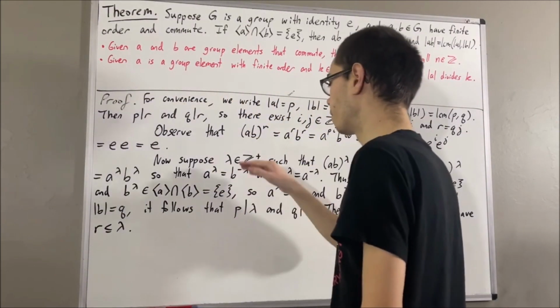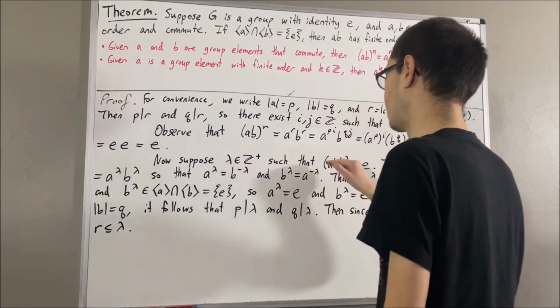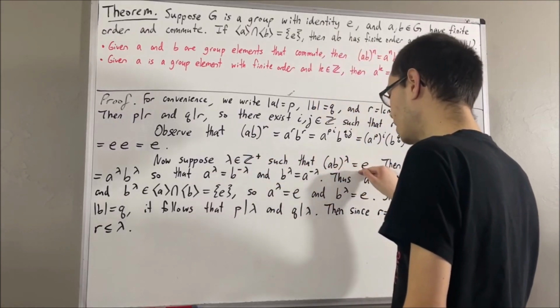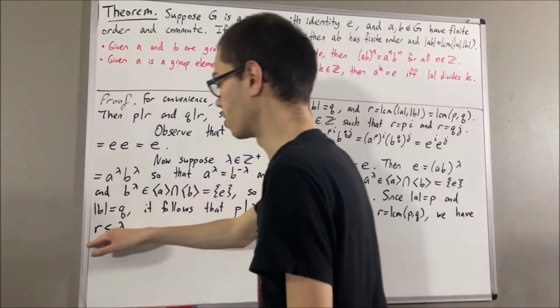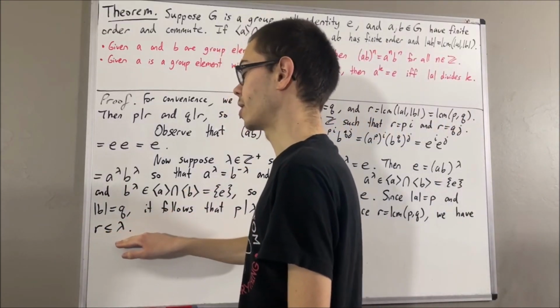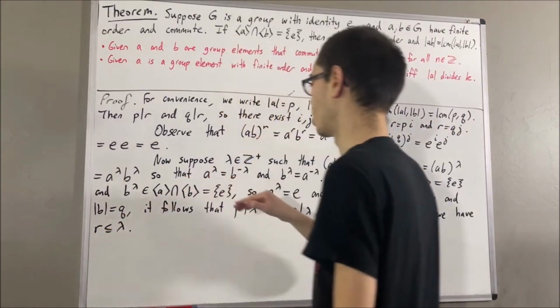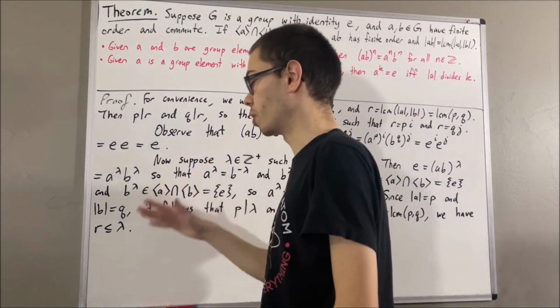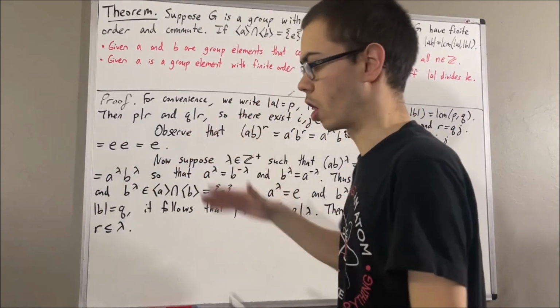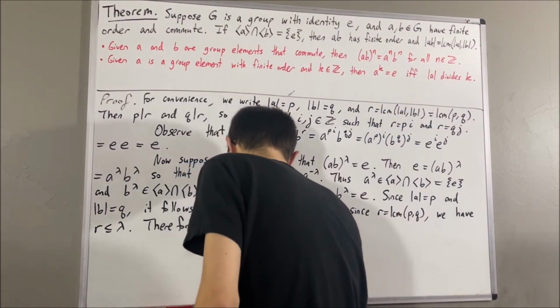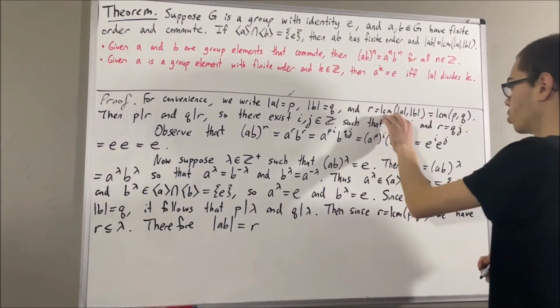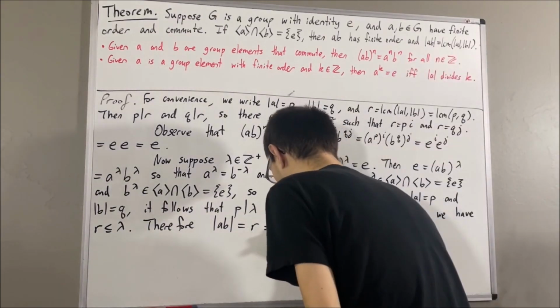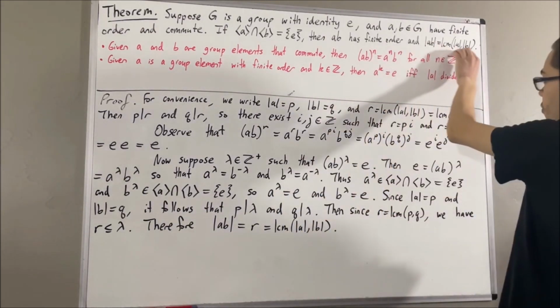And so we've shown if lambda is any positive integer with the property that AB to the power of lambda is equal to the identity, then r is less than or equal to lambda. So that tells us that r is the smallest positive integer with the property that AB to the power of r is equal to the identity. So the order of AB must be equal to r. And r is the least common multiple of the orders of A and B. And that is exactly what we wanted to prove.